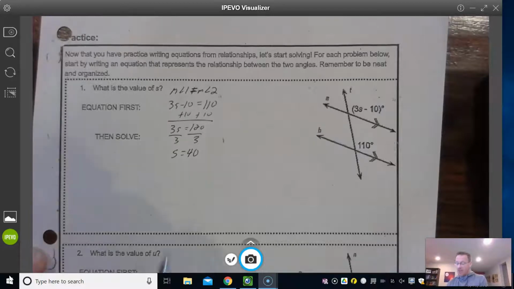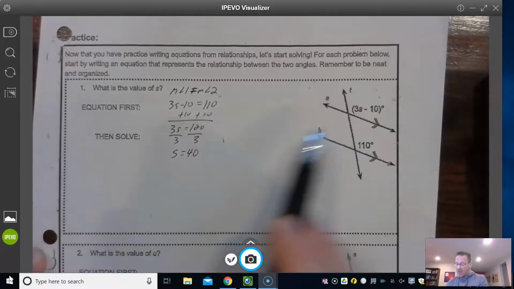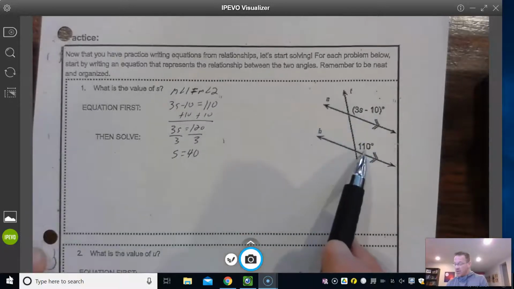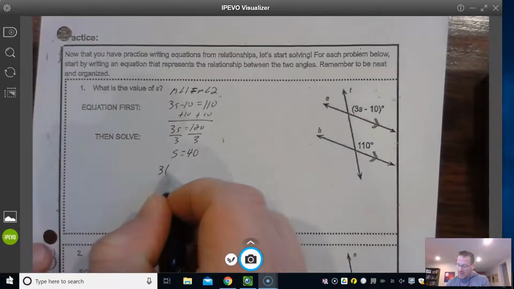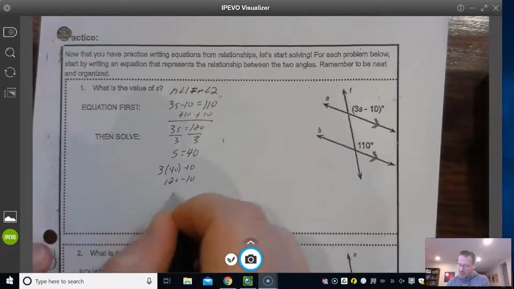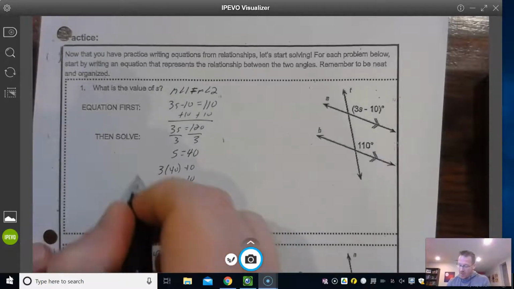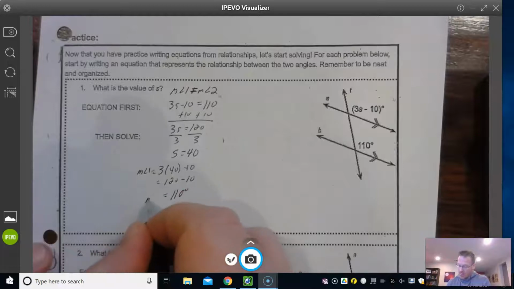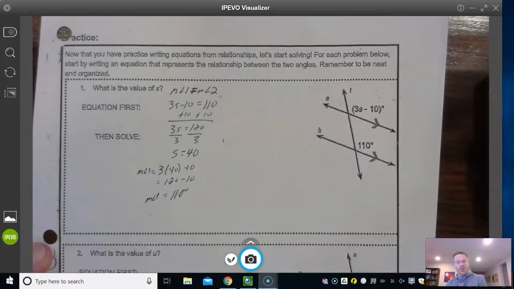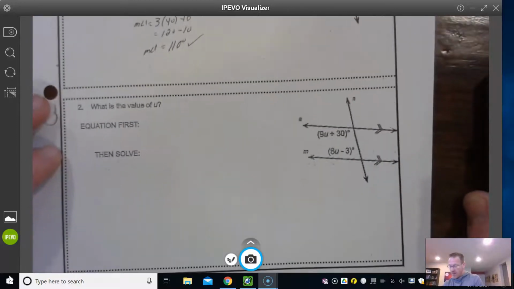Then we go back and check by plugging 40 in, and it should give me 110 if these two angles are in fact equal. 3 times 40 minus 10 is 120 minus 10, which does give me 110 degrees. So the measure of angle 1 is in fact 110 degrees. We found our value, we checked it, and it's all good. Let's do one more together. Let's look at problem 2.